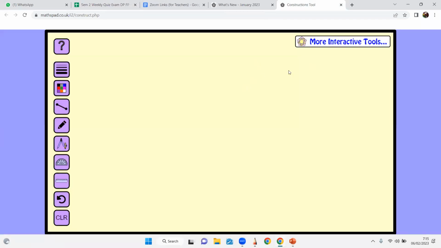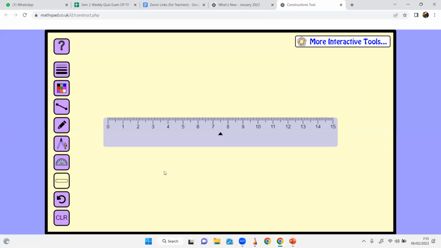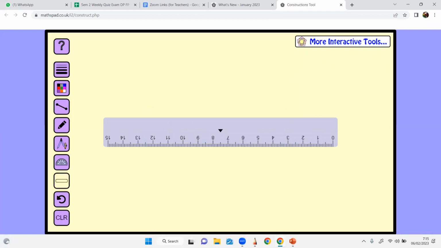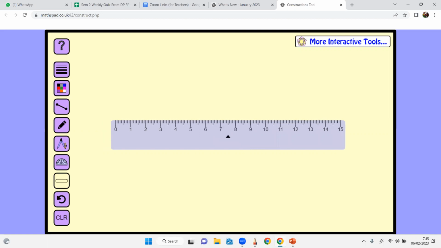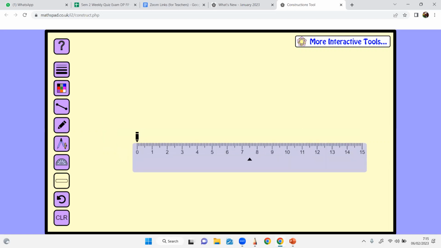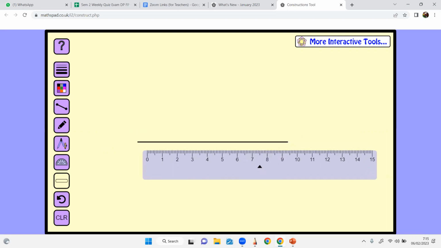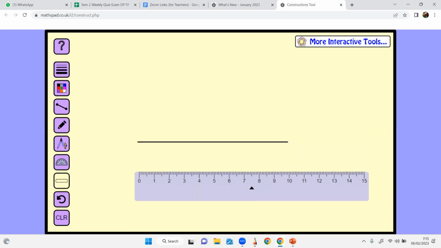So I use this construction tool so you can see everything. Draw a line AB, which is 10 cm. So you put the ruler from 0 to 10. There you go. That's it. So it's a 10 centimeter line and you can draw AB.